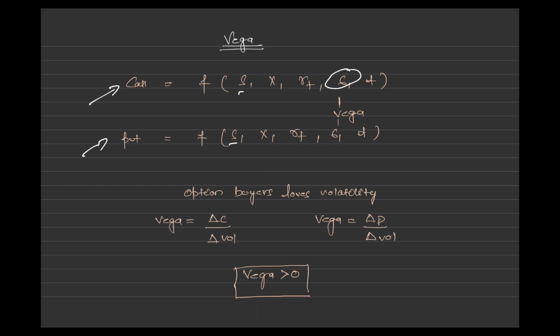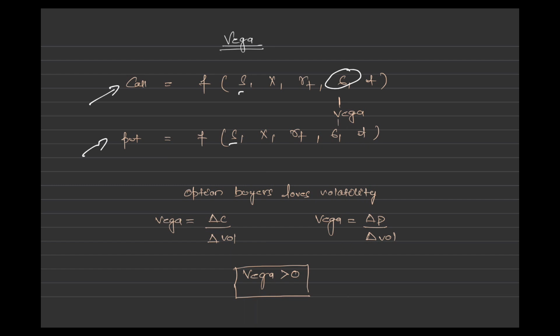What it only means is that if volatility increases, option buyers love that because the call premium and the put premium increase. What does it mean? It means that call premium and put premium are directly related to volatility. If the stock price volatility increases, call premium increases, and the option value increases. Basically, if the volatility of the underlying asset increases, the value of the option increases. Therefore, option buyers love volatility.